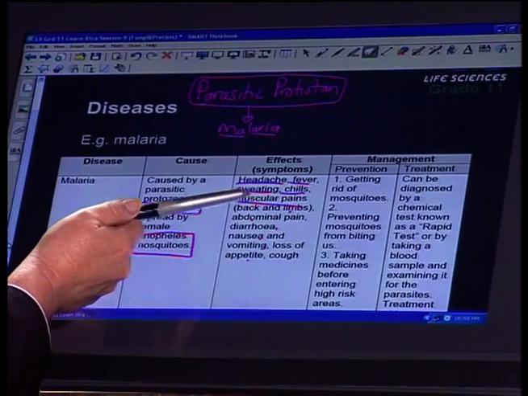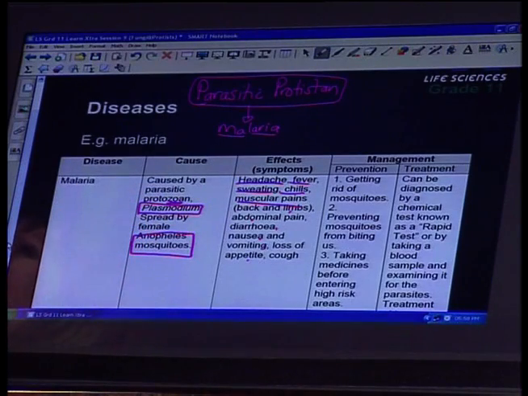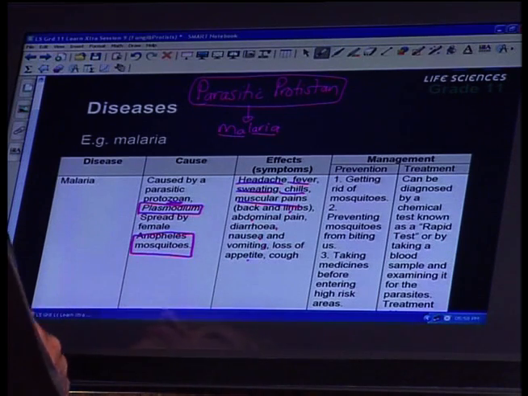But what we need to remember, if you look at the first few, the headache, fever, sweating, and chills, and so on, doesn't that seem a bit like flu? We'll come back to that. It is always better to prevent malaria.